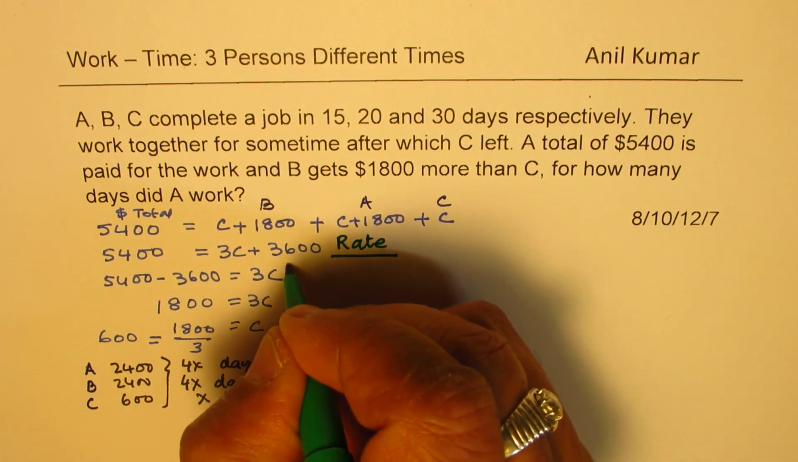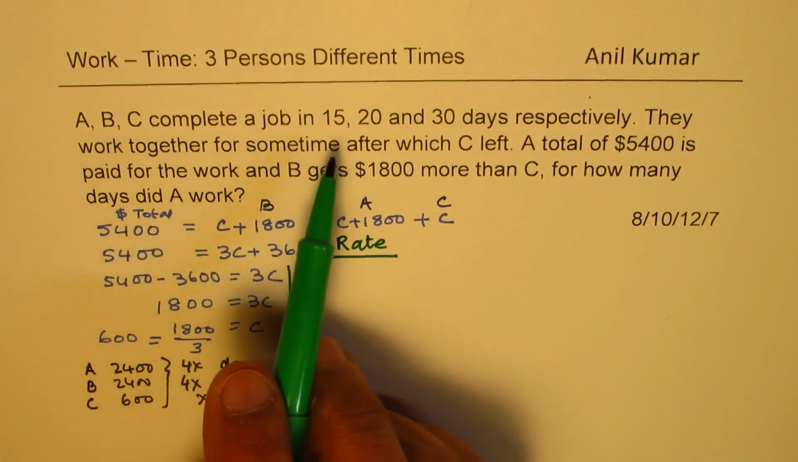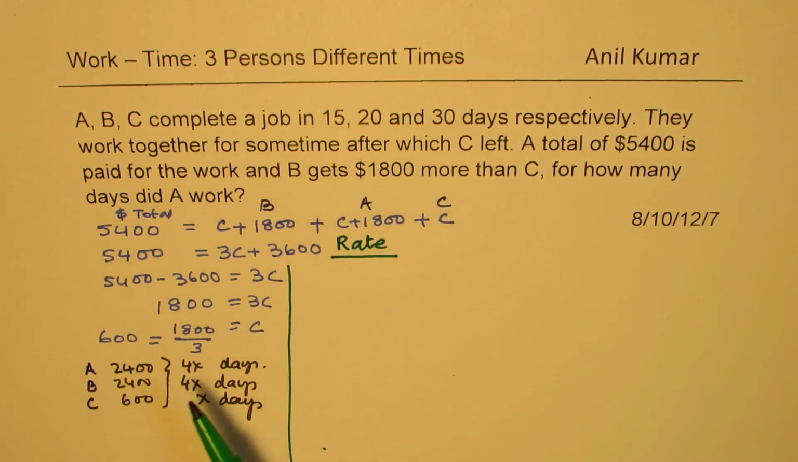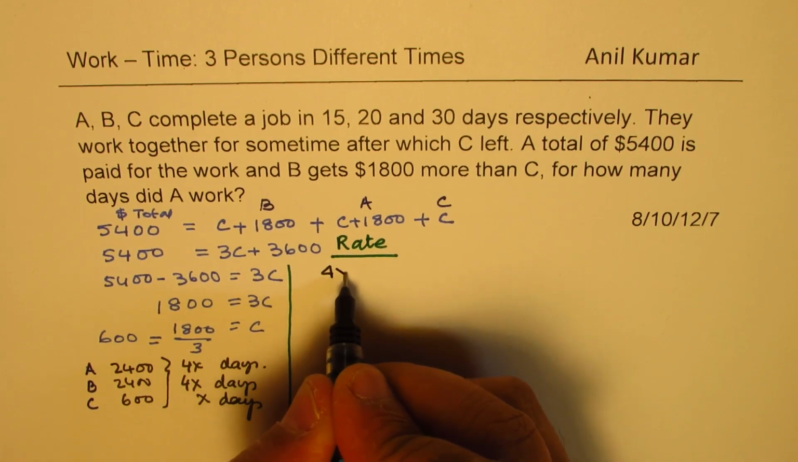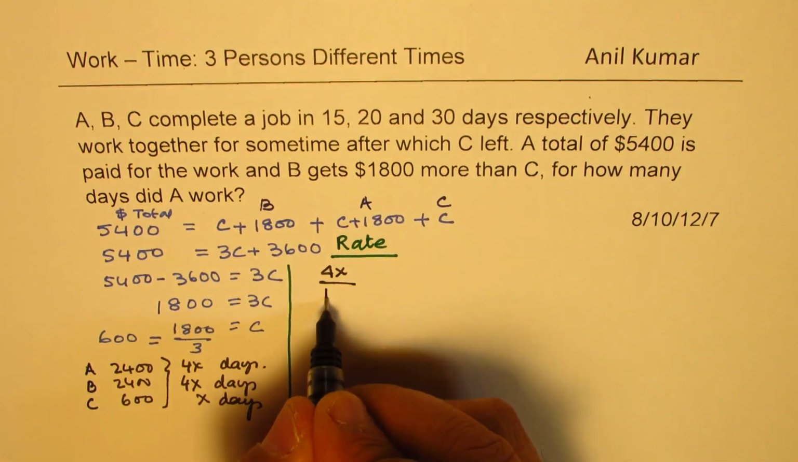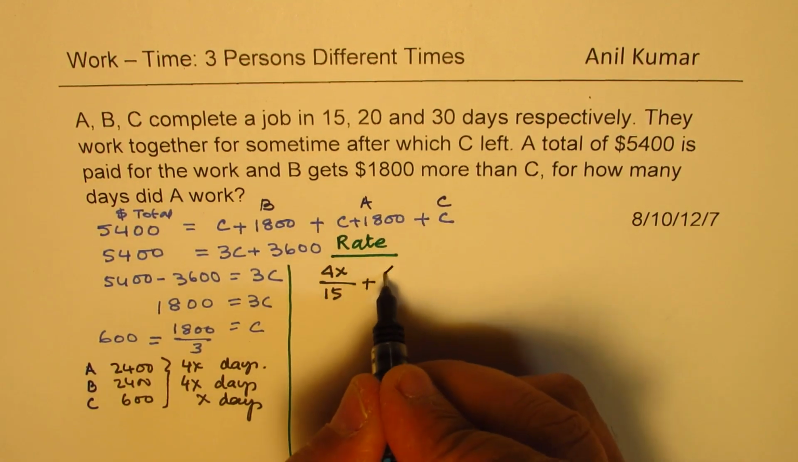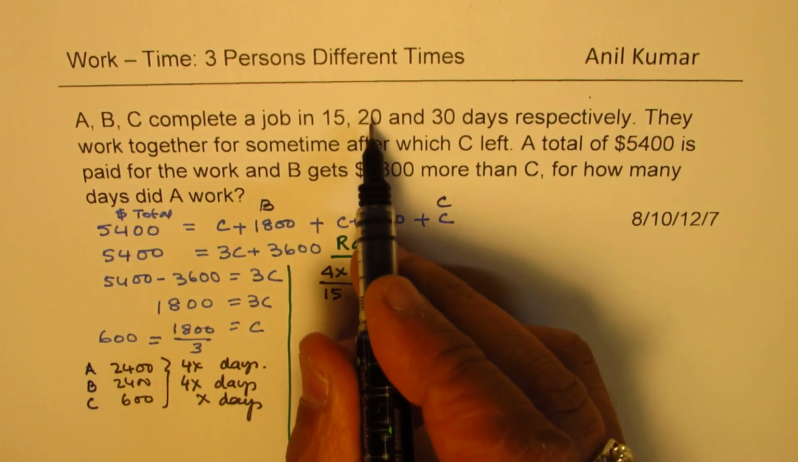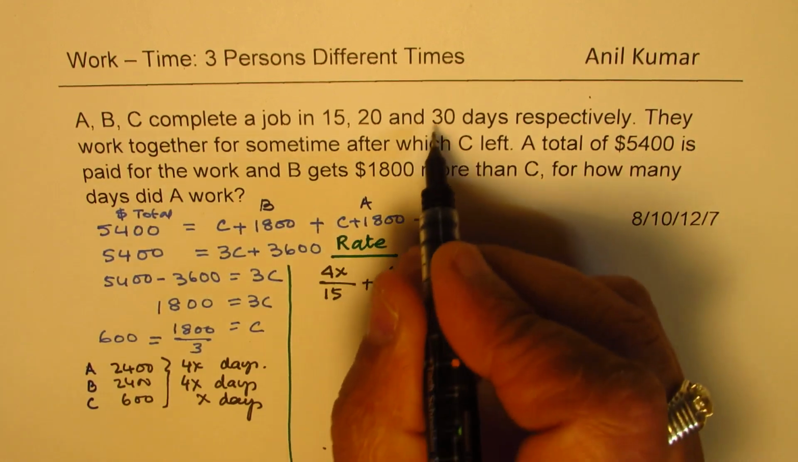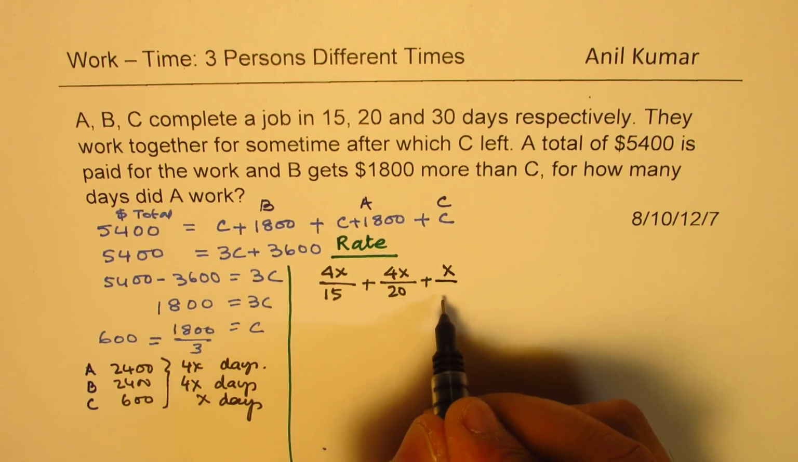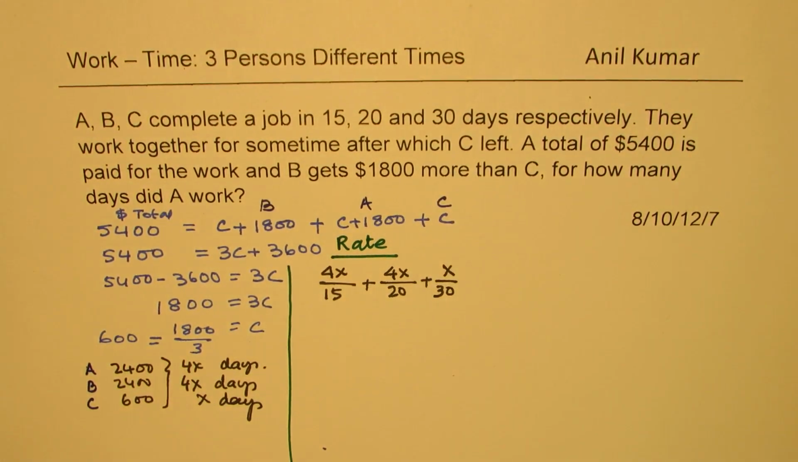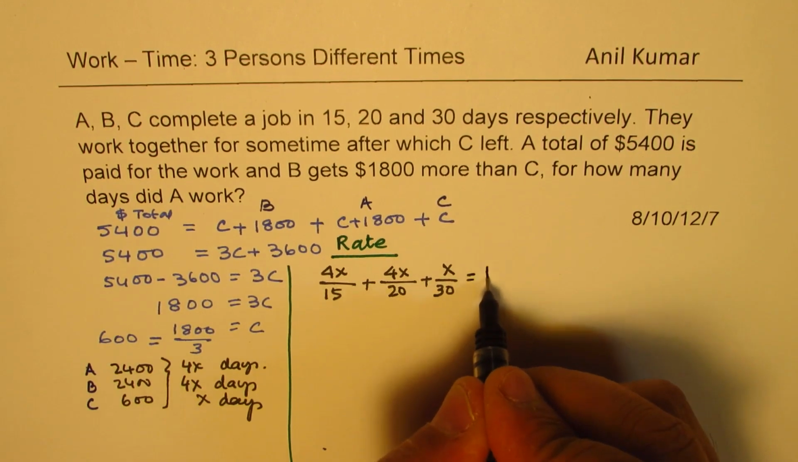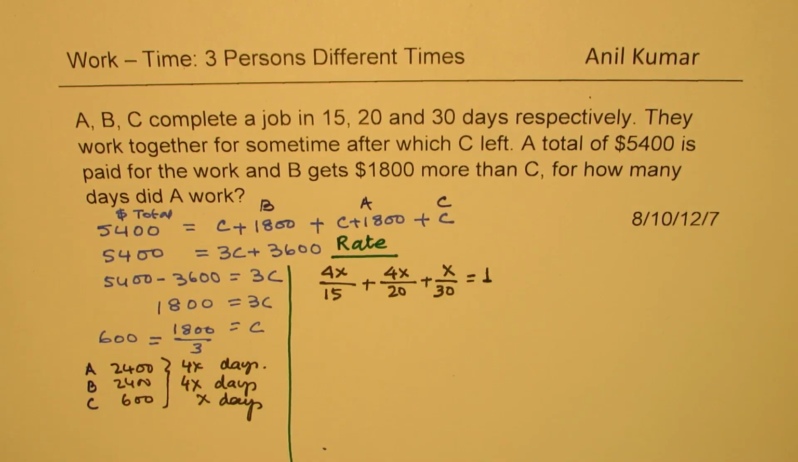So as far as the rates are concerned, we know the numbers of days are 15, 20 and 30 respectively. So we can say that as far as A is concerned, A is working for 4x, we don't know what x is, and the rate is 15. B is also working for 4x, the rate is 20. As far as C is concerned, it only works for x days, and the rate is 30. And once they work together, they complete the job, right?